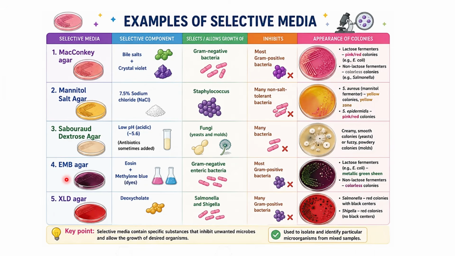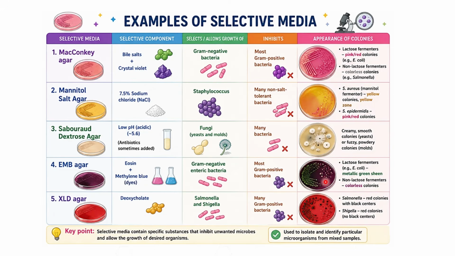And the fourth selective medium we will look at is the eosin methylene blue agar, or in short EMB agar. In the EMB agar, the selective components are the dyes eosin and methylene blue, and its selective component allows the growth of gram-negative enteric bacteria and inhibits the growth of most gram-positive bacteria.